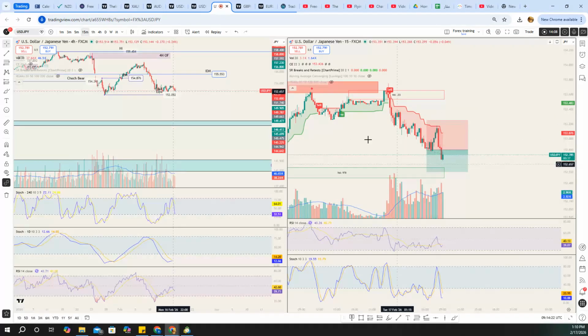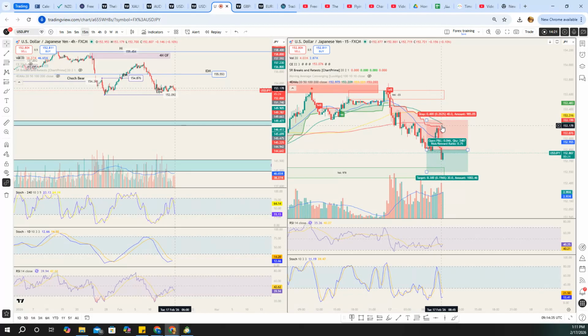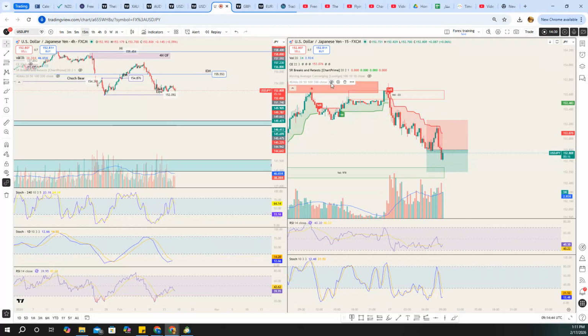Now let's look at the MAs before we look at the support and resistance. All the exponential averages are above the price, and the 50 is just crossing the 200 downward, which is again another good indicator for our trade. Now let's take those away.